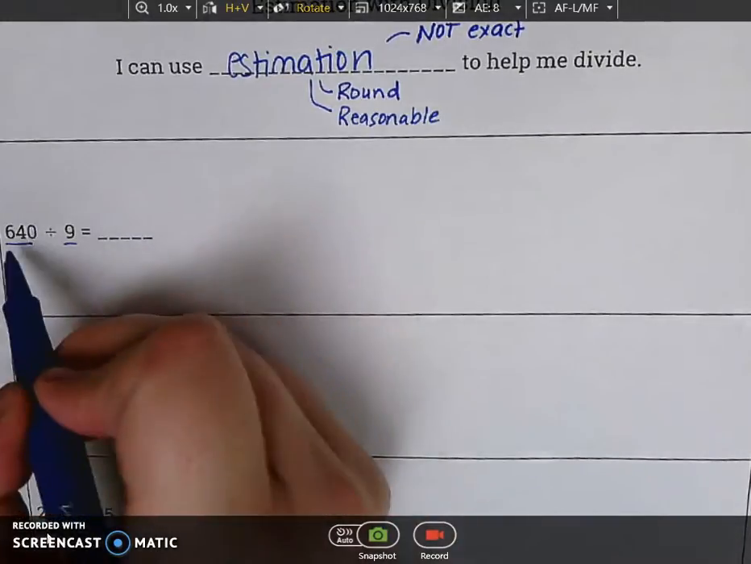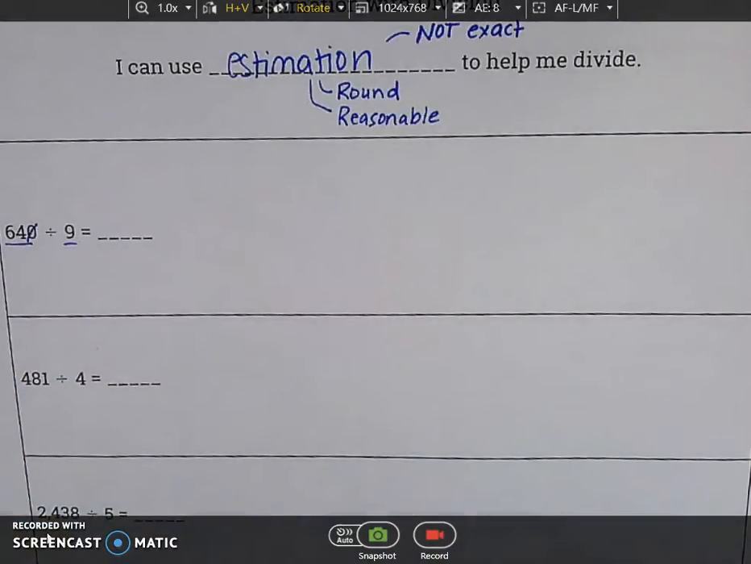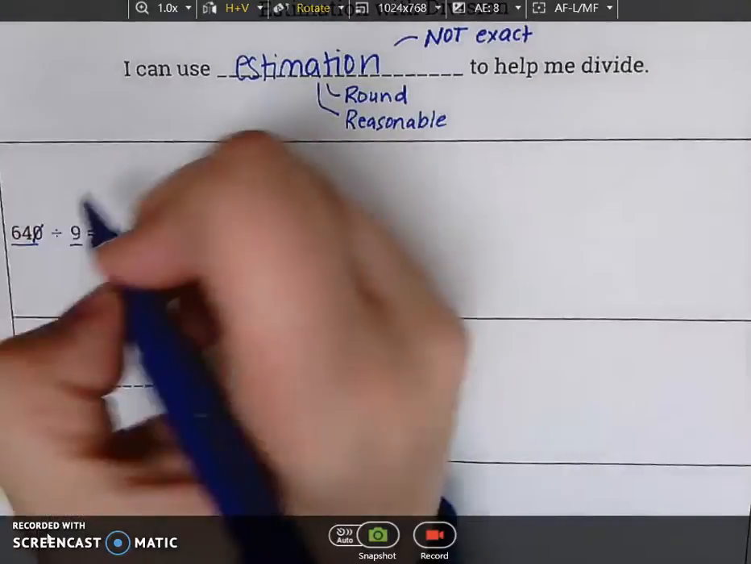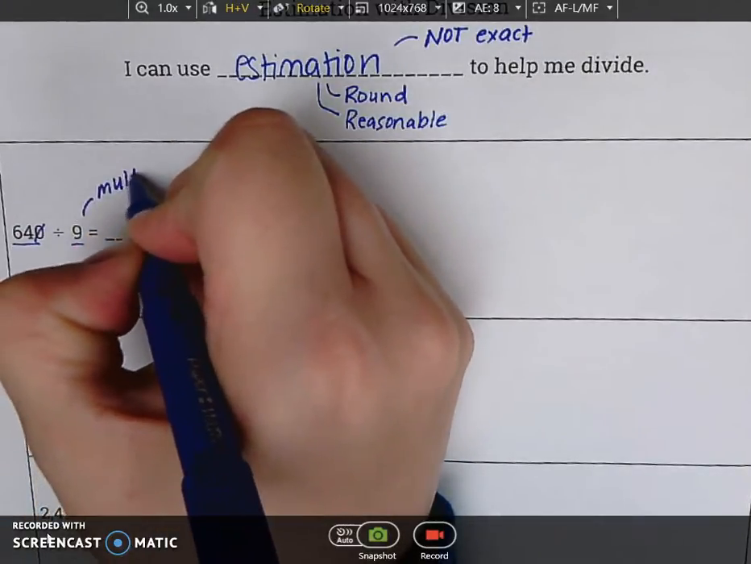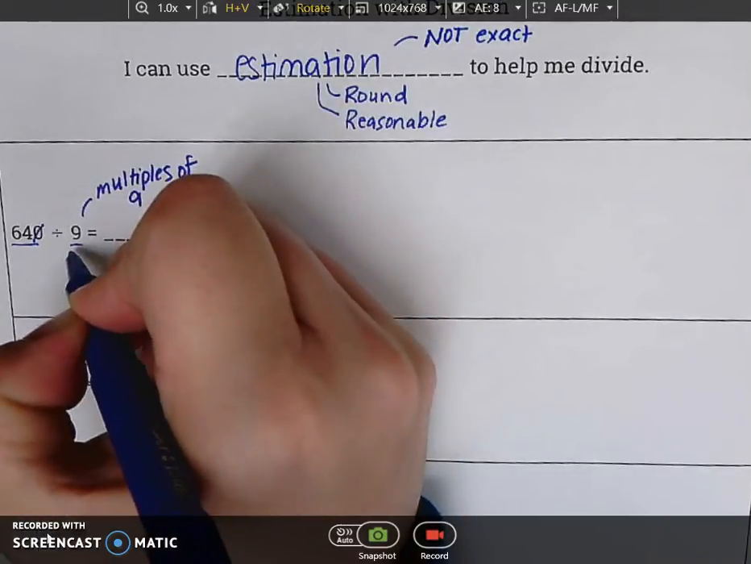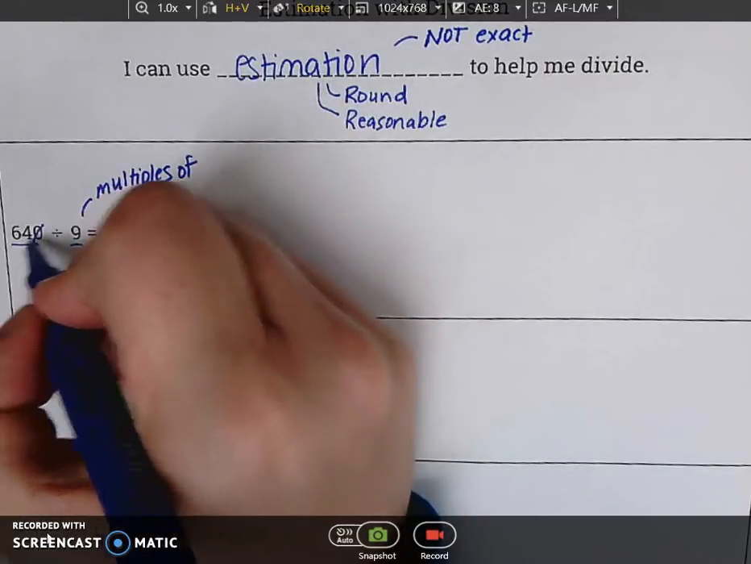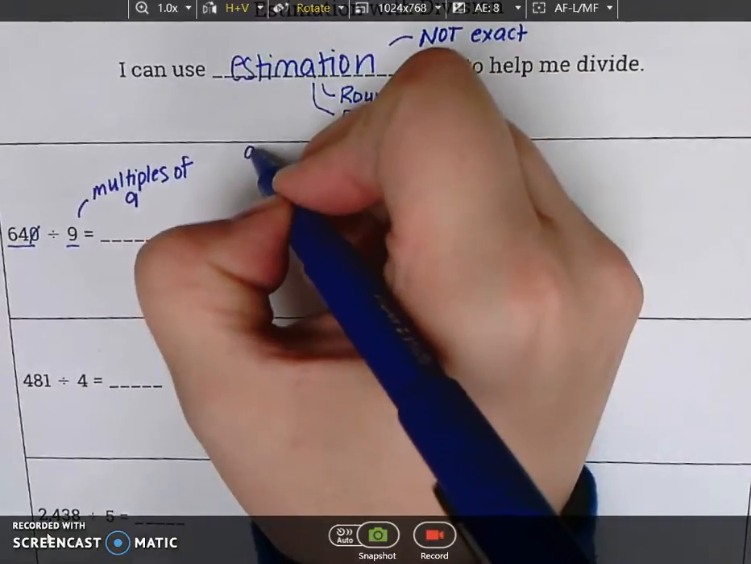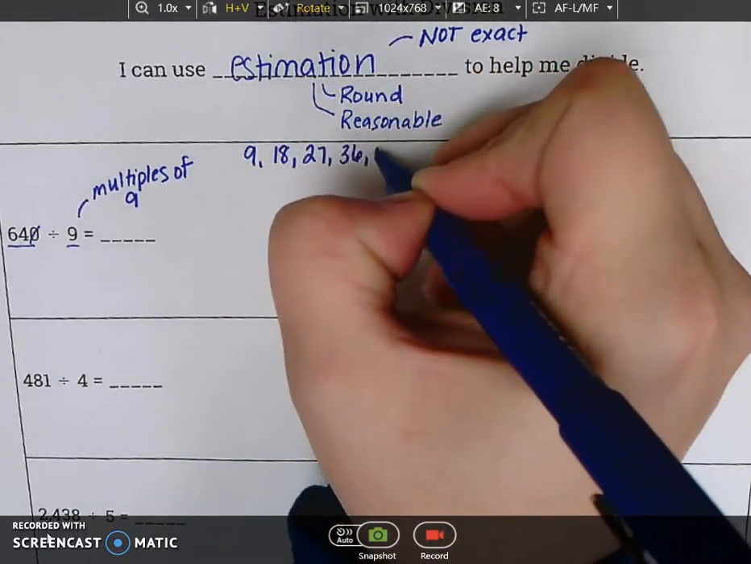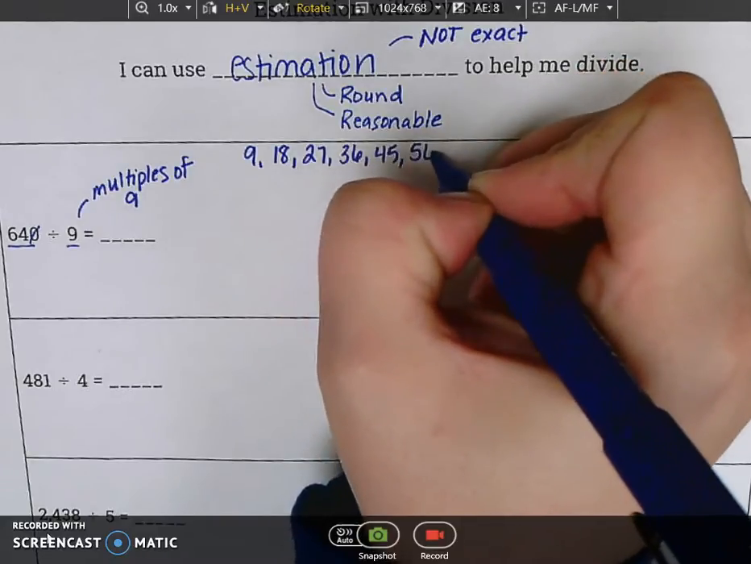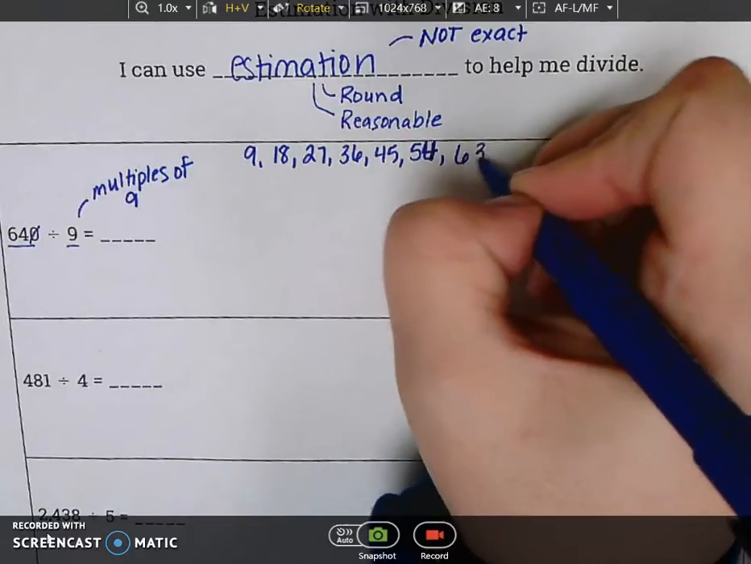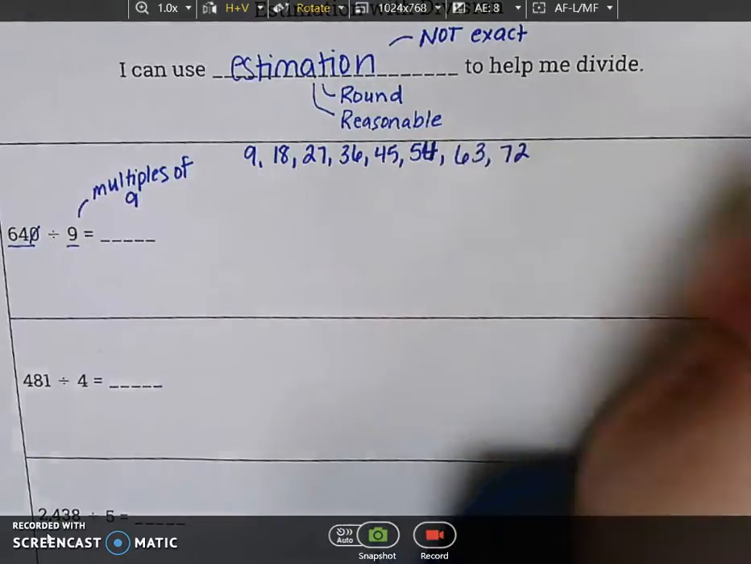So when I look at this, I'm going to disregard that 0, and I'm just going to look at 64 divided by 9. So I need to think of my multiples of 9, because this will help me figure out how many times 9 can fit into 64. So my multiples of 9, I'm just going to list out up here. 9 times 3, 9 times 4, 9 times 5, 54, 9 times 6, 9 times 7, and 9 times 8. And that will get me close.